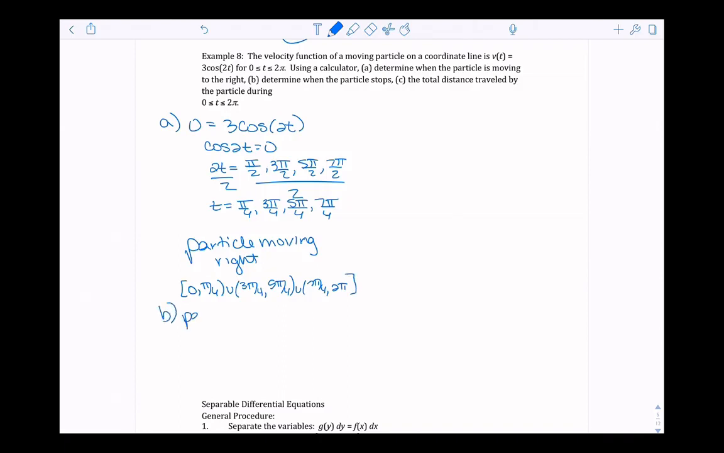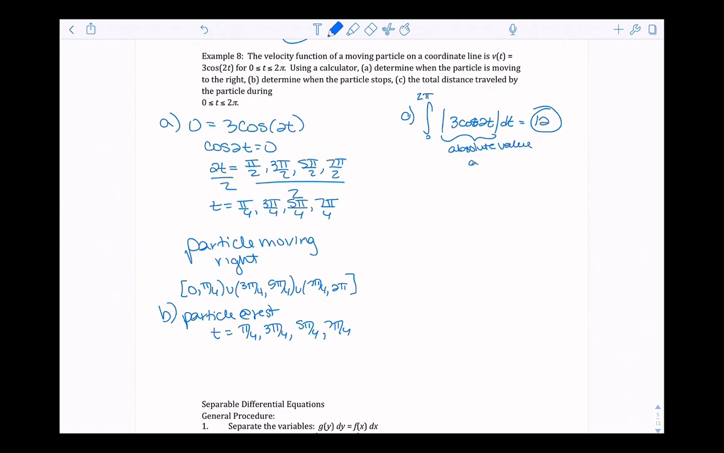We already found out where the particle is at rest. It is when v of t is equal to 0, so that's t is equal to pi over 4, 3 pi over 4, 5 pi over 4, and 7 pi over 4. And then the total distance traveled, we could use our graphing calculators from 0 to 2 pi, absolute value 3 cosine 2t dt. And if you do this with your graphing calculator, just like we did in the previous example, you should get 12. Remember that the absolute value is abbreviated ABS in your graphing calculator.